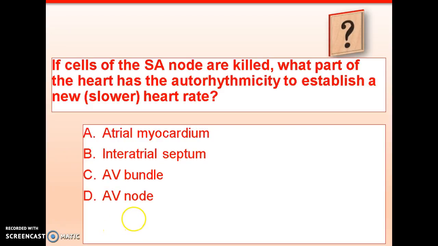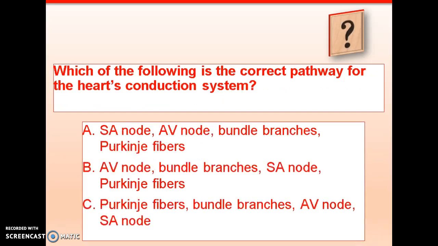If cells of the SA node are killed, what part of the heart has the autorhythmicity to establish a new but slower heart rate? That would be the AV node.